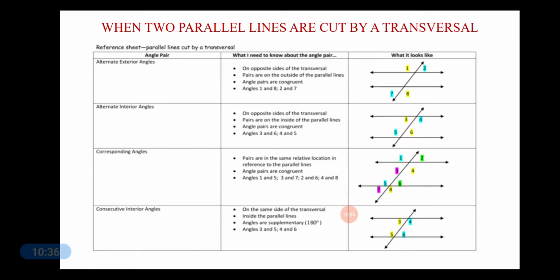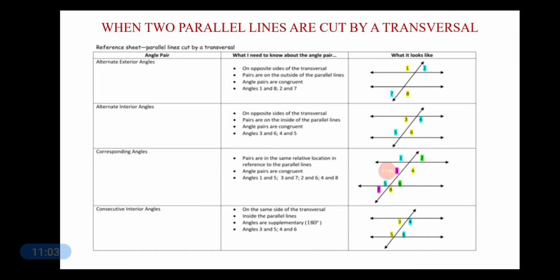Now let us learn about the corresponding angles. There are 4 pairs of corresponding angles which are formed. 1 and 5 are corresponding to each other. 2 and 6 are corresponding to each other. 3 and 7 are corresponding to each other, and 4 and 8 are corresponding to each other.